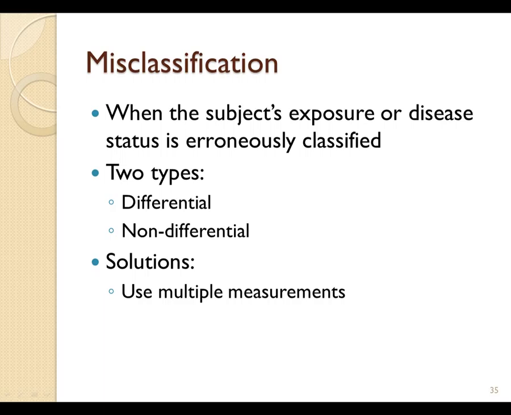Misclassification occurs when the subject's exposure or disease status is erroneously classified. So misclassification occurs when you call someone a case when they actually do not have the disease, or you call someone a control when they actually do have the disease, or you classify someone as exposed to the risk factor when they were truly unexposed, and so on. Misclassification can be differential or non-differential, which we will discuss in just a moment. To deal with misclassification, you can use multiple measurements or different types of measures to ensure that you are correctly classifying your subjects.